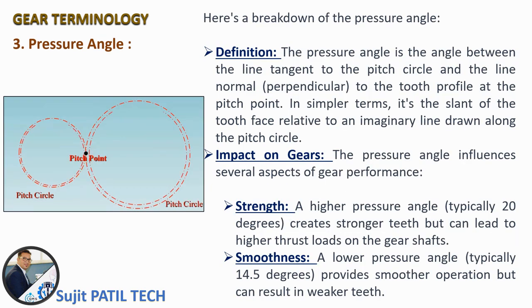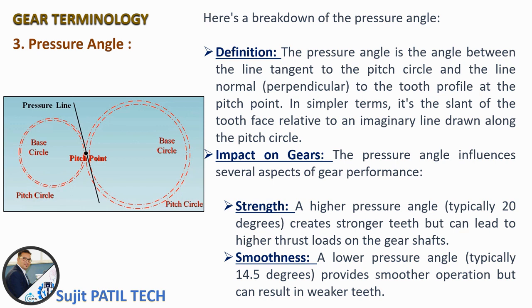Here's a breakdown of the pressure angle. Definition: the pressure angle is the angle between the line tangent to the pitch circle and the line normal, perpendicular, to the tooth profile at the pitch point. In simpler terms, it's the slant of the tooth face relative to an imaginary line drawn along the pitch circle.